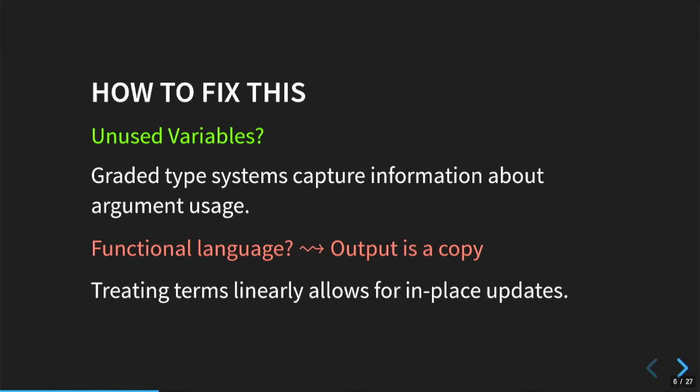And how are we going to do this? Well, for the unused variables, we're going to add grades into our type system, which can account for how variables are used, and will allow us to optimize unused variables. And then to do in-place updates, well, if we treat our values linearly, then once we've used it for the push, we can't use the vector again, and so it's fine to update it in place. And so that's what we did.